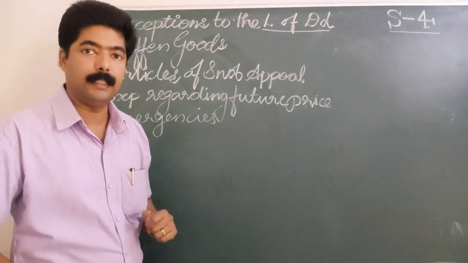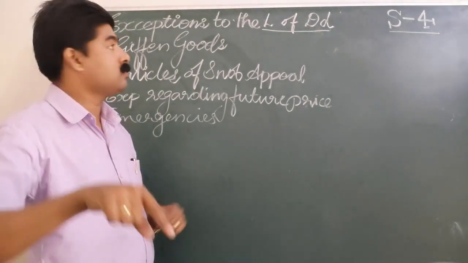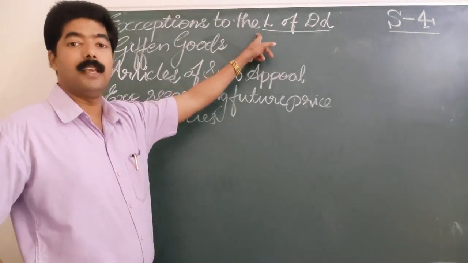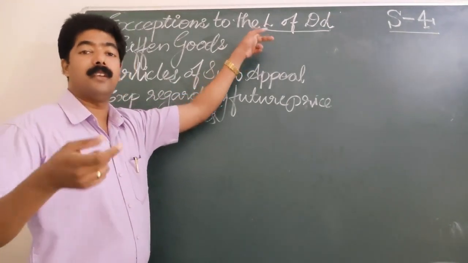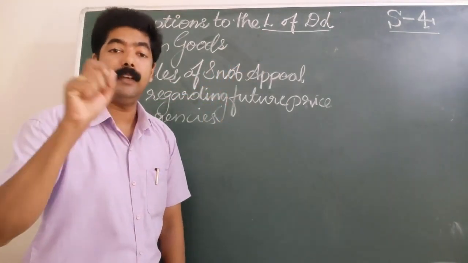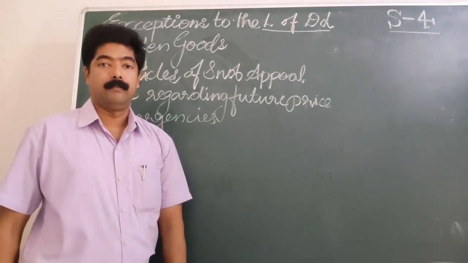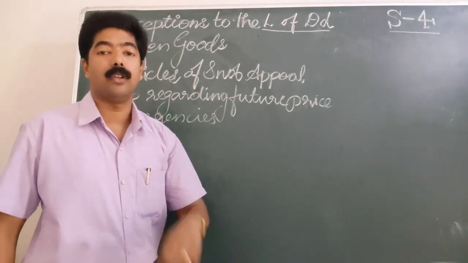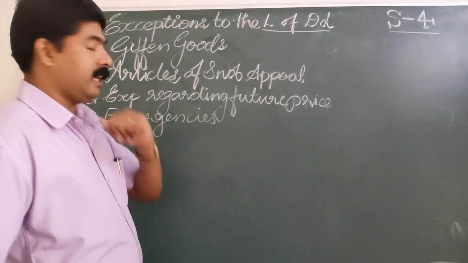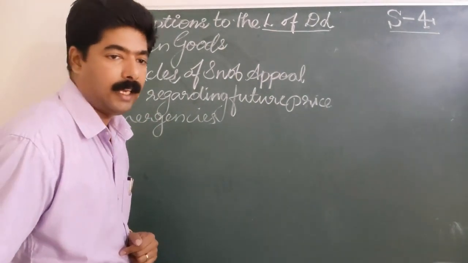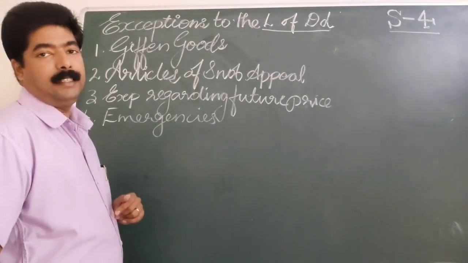Therefore, we are saying that is one of the exceptions to the law of demand, a situation where the law of demand does not work, where we see a positive sloping demand curve instead of a negative sloping demand curve. Clear? The next exception we are going to see is the quality price relationship.